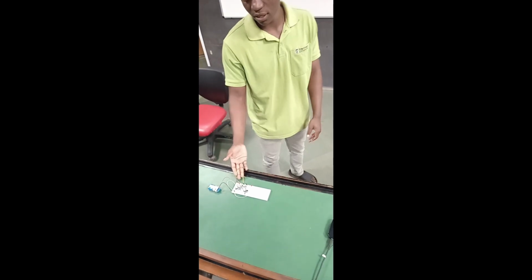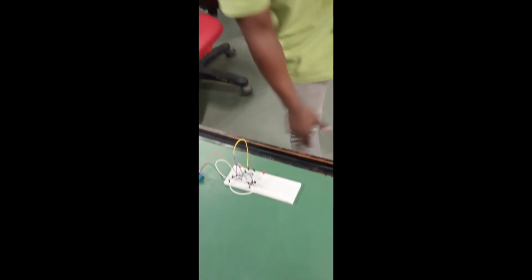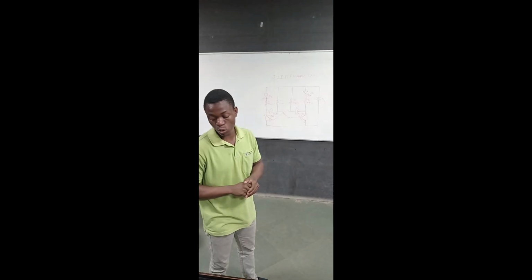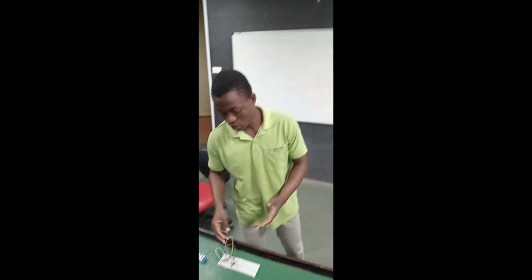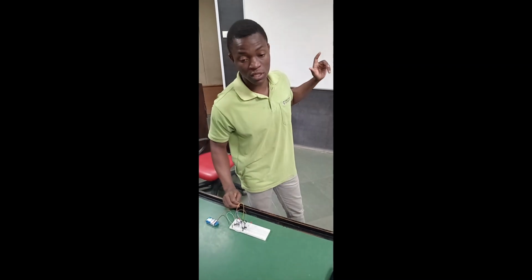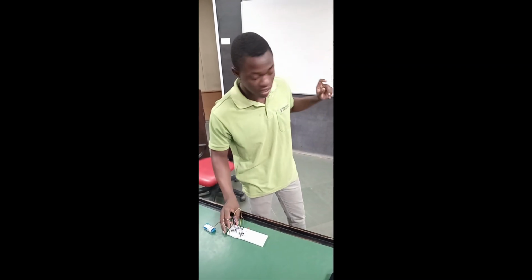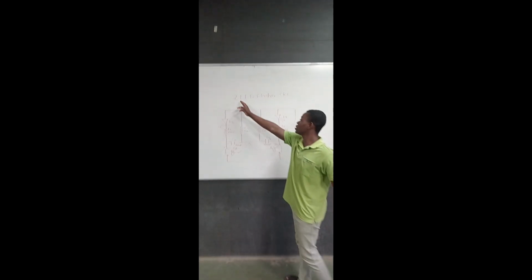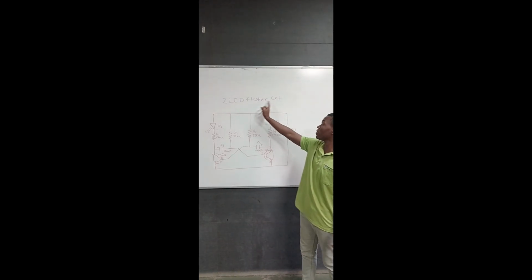So I finished my prototype and I have my circuit on the board. So here I want to do the circuit explanation. Let me explain using the circuit on the board to make it clearer and easy. So our circuit is the 2 LED flasher circuit.